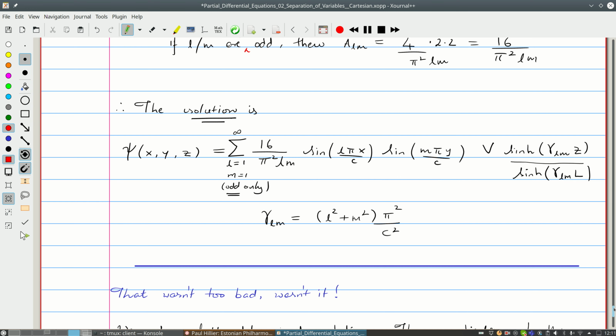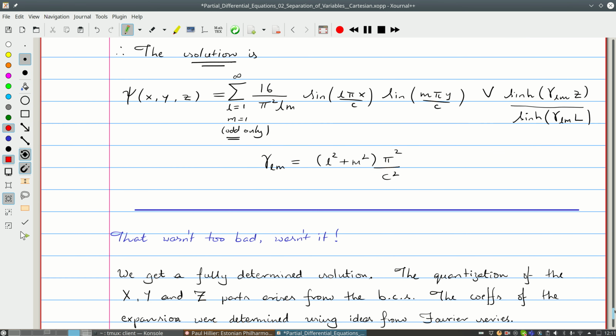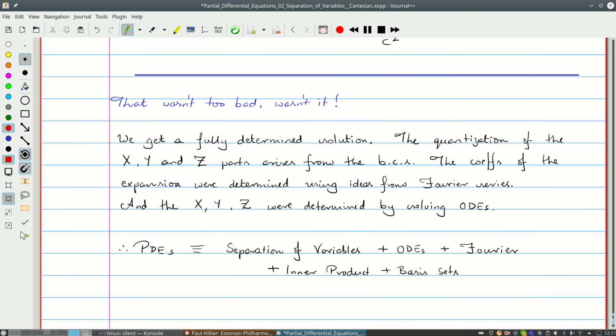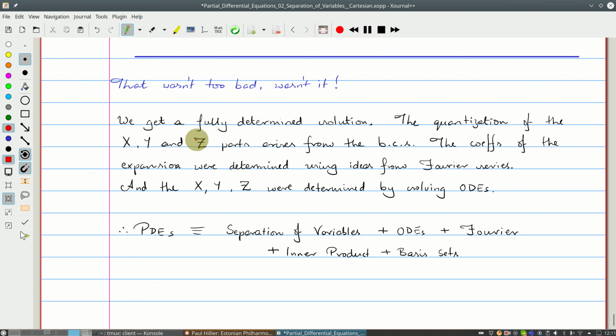So I hope you've seen that although there were many steps to the solution, none of the steps were too bad. They were quite well defined. We've got a fully determined solution. There are no unknown constants in that solution. The quantization of the x, y, and z parts arises from the boundary conditions. That has quantized the allowed values of those lambdas and mus.